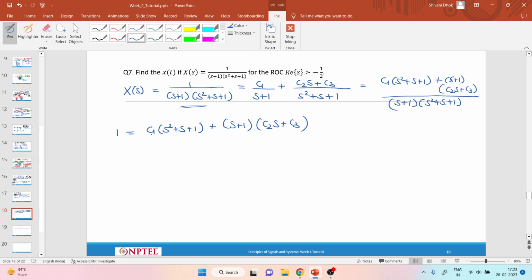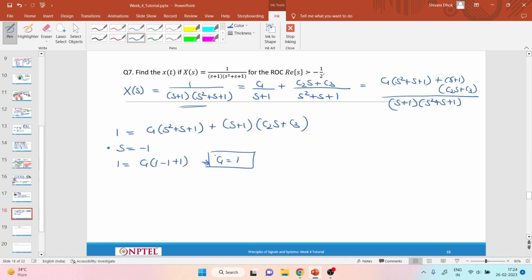Now let us first try to find the value of this c1. So for that I'll do s equal to minus 1 and kill this term here. I'll try to make this second term 0. So this is equal to 1 equal to c1 into minus 1 square, that is 1 minus 1 plus 1, which implies that my c1 comes out to be 1.